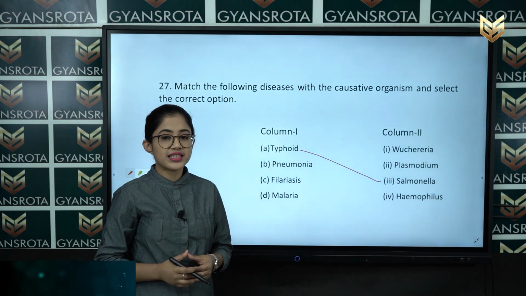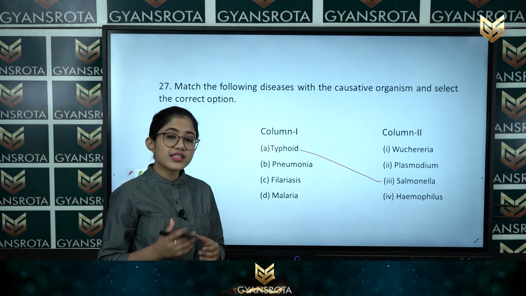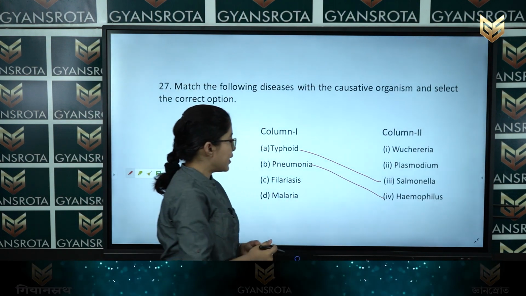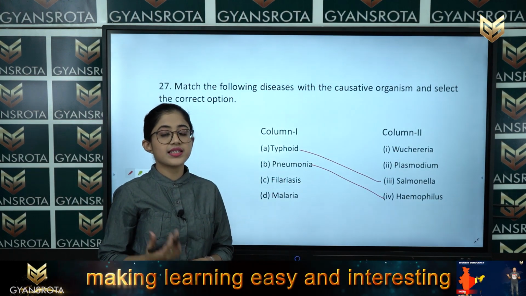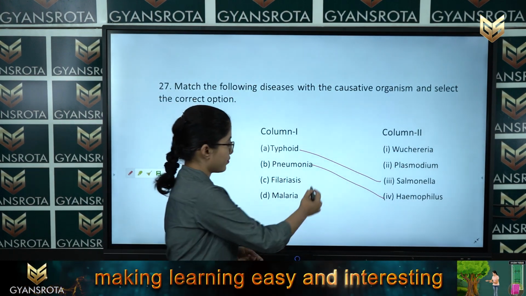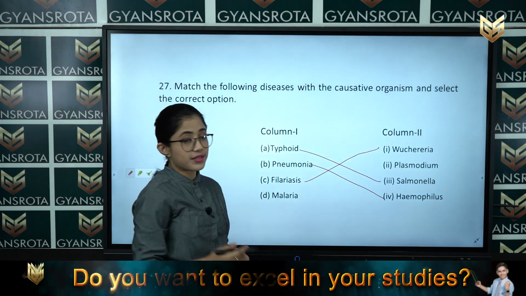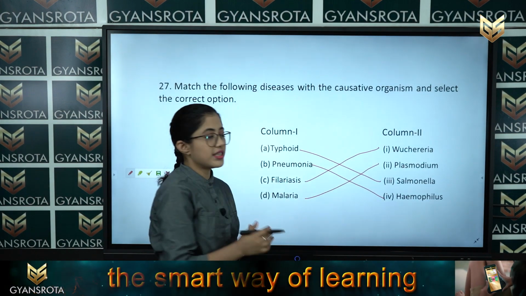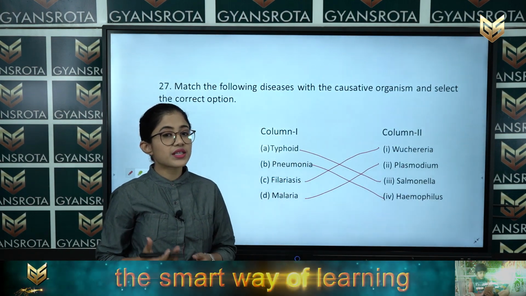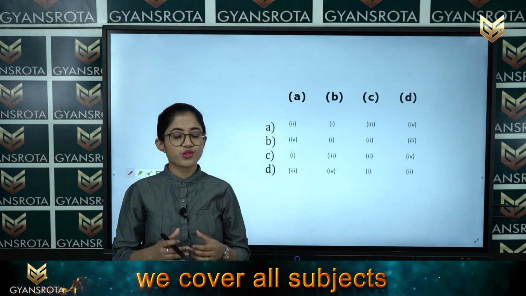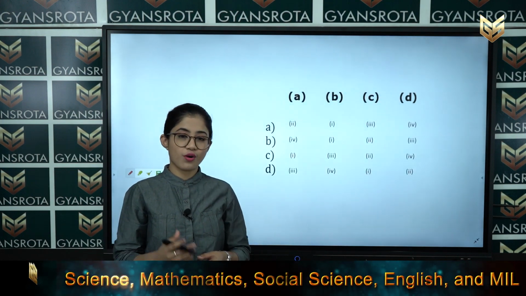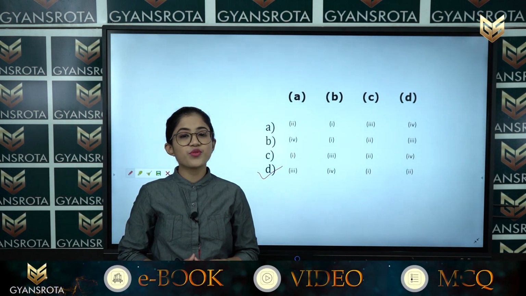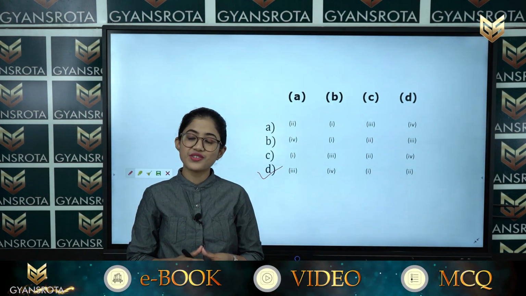Next is pneumonia. Pneumonia is caused by Haemophilus. Next is filariasis. Filariasis is caused by Wuchereria. And the last one is malaria, that is also very easy, that is Plasmodium. So this is the correct match. Now let's see what options are given for this question. Student, from these four options, option D is the correct answer. Okay. Now let's move on to the next question, question number 28.